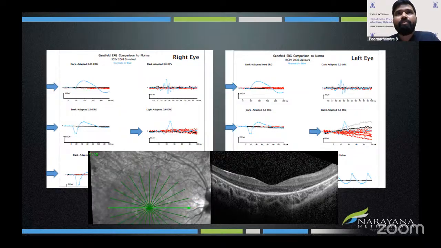So if at all you want to monitor this patient for any study purpose or anything, you can do a pattern or a multifocal ERG. Otherwise, most of the time, your autofluorescence and OCT are enough to diagnose. In fact, before that, the clinical picture itself will be classic.